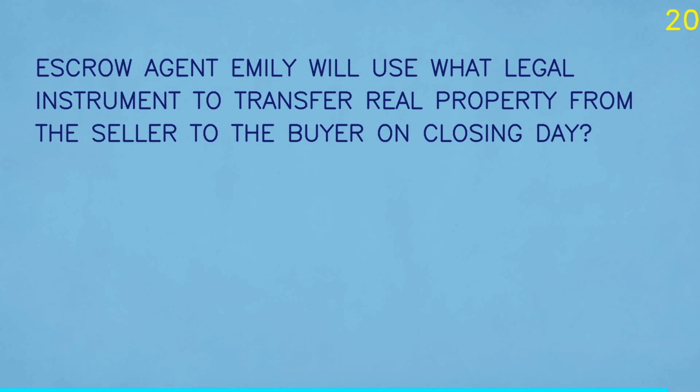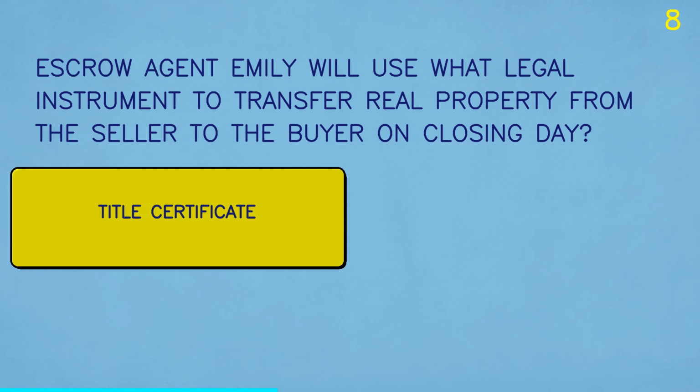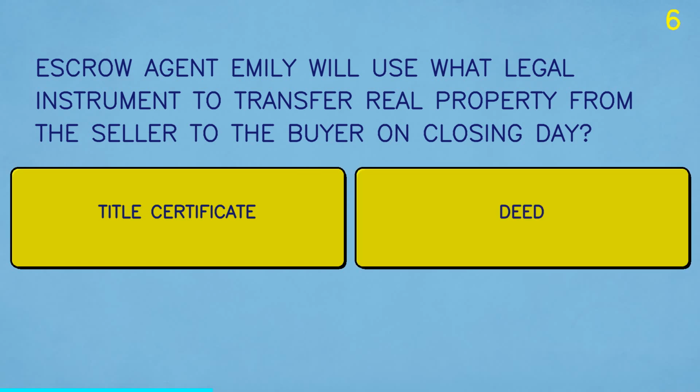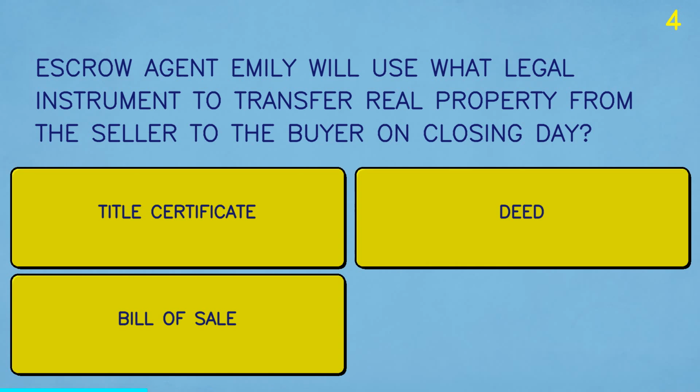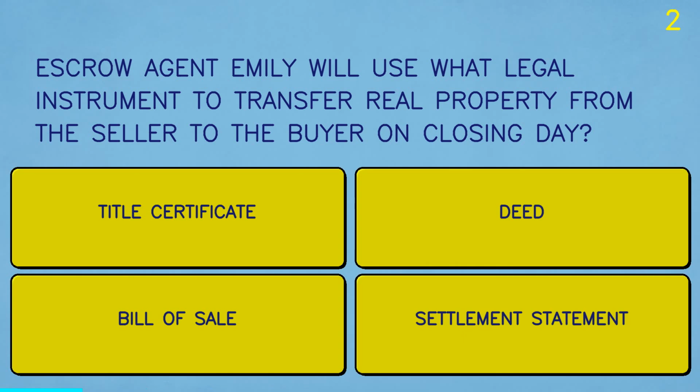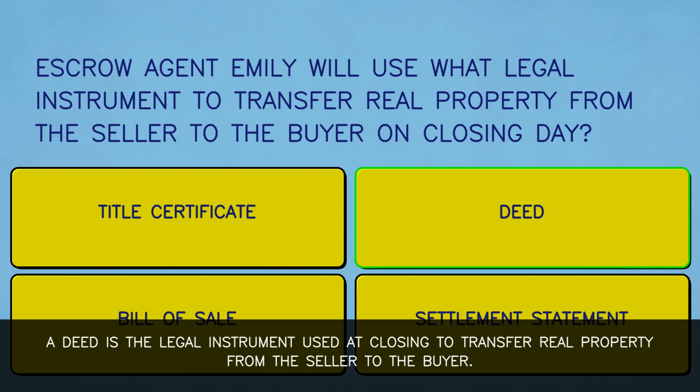Question 5. Escrow agent Emily will use what legal instrument to transfer real property from the seller to the buyer on closing day? A. Title certificate, B. Deed, C. Bill of sale, D. Settlement statement. The correct answer is deed. A deed is the legal instrument used at closing to transfer real property from the seller to the buyer.